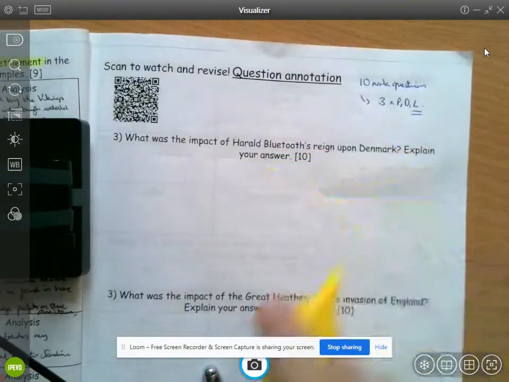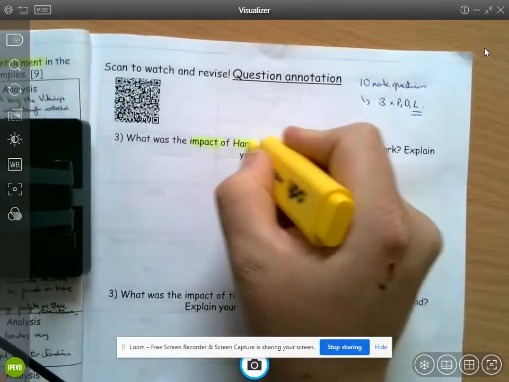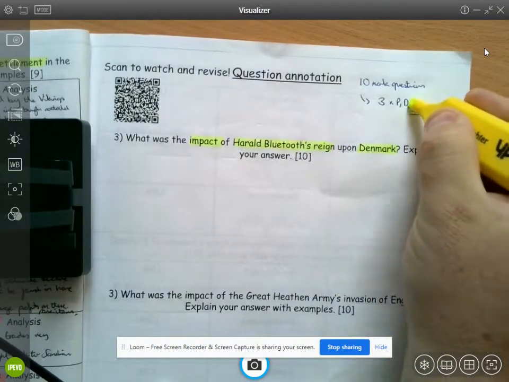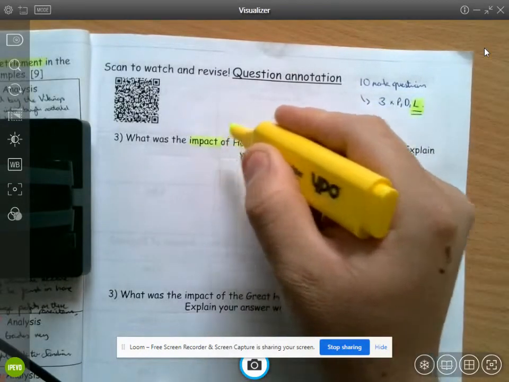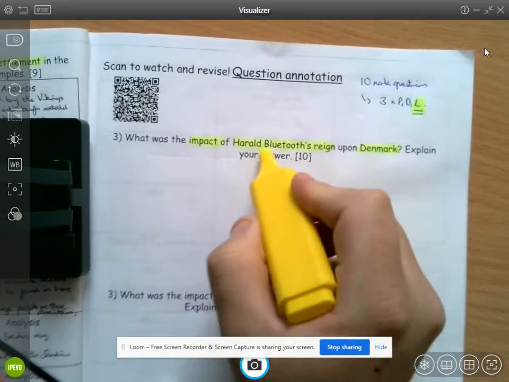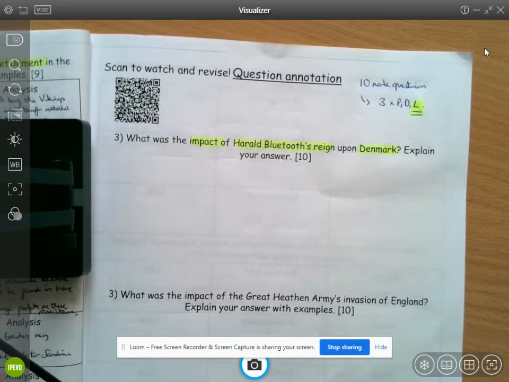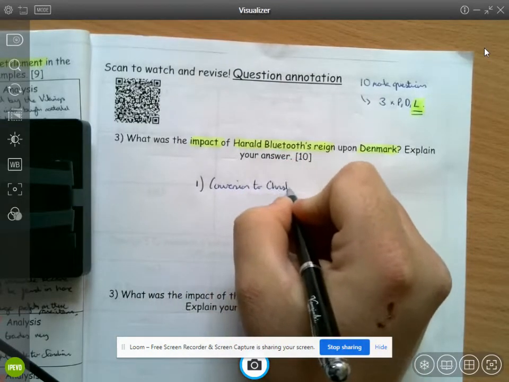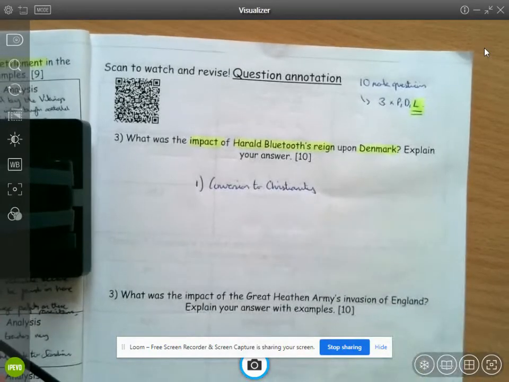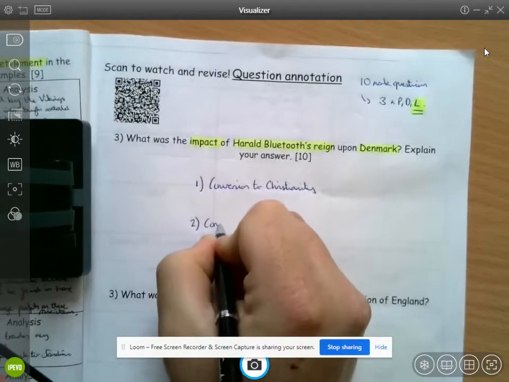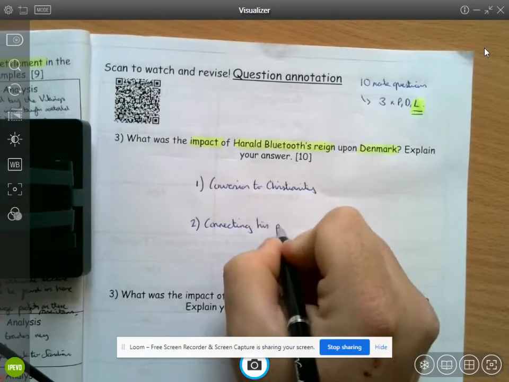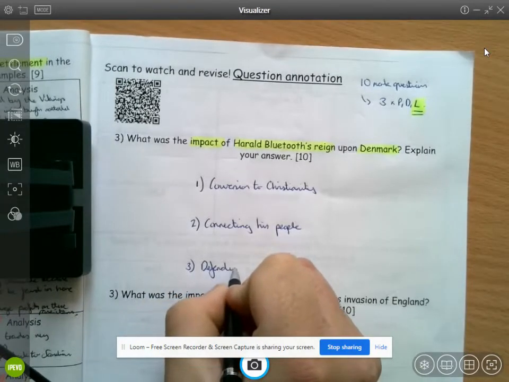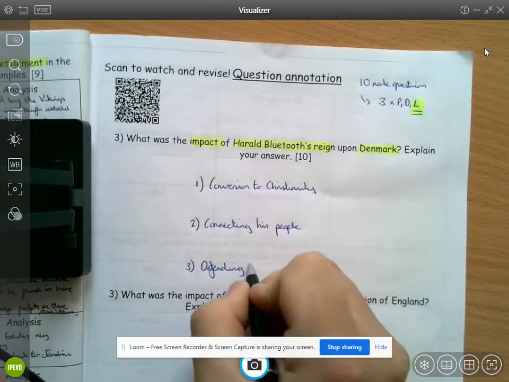Okay, so if I'm annotating this question here, I'm looking for the impact of Harold Bluetooth's reign upon Denmark. So when I'm linking, I need to be explaining what was the impact. My 3 points for this, number 1 would be the conversion to Christianity. My point number 2 would be connecting his people. And I would say that number 3 would be defending his nation.